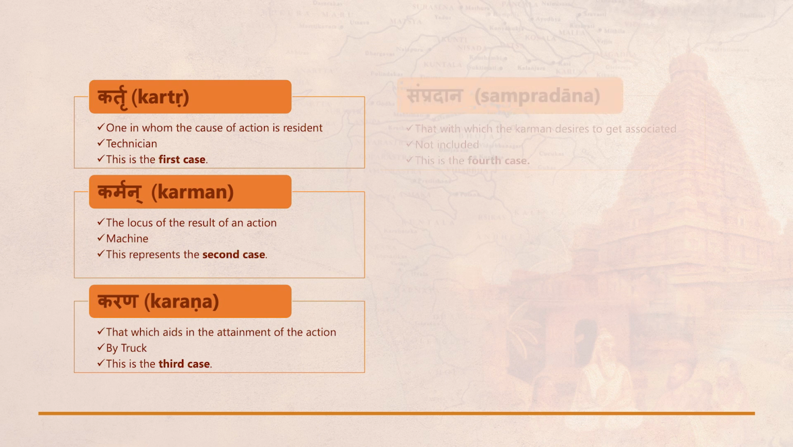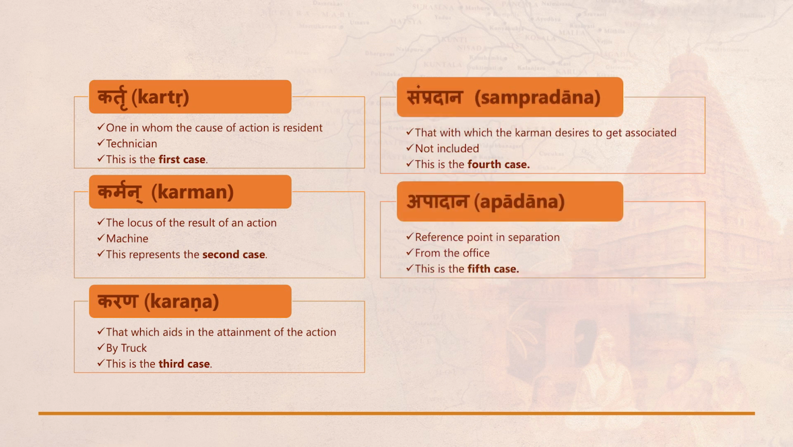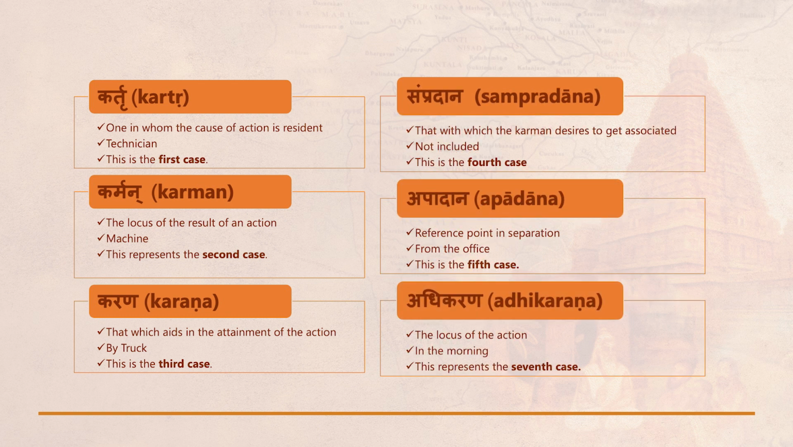And there is a fourth case called sampradana or receiver. That where the object really goes or gets associated. In this case we don't have it in this example, but that is a fourth case. Then there is an apadana, which is you separate it from somewhere. You separated an object from somewhere and took it out. It created a division. It was taken away from the office, no? So the machine is now removed away from the office. That becomes the fifth case. And then there is a context in which it is working. The context is morning time. So that is a substratum on which everything is happening. So that is the seventh case.